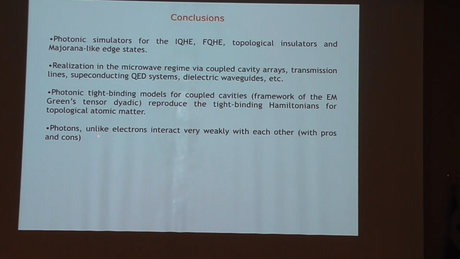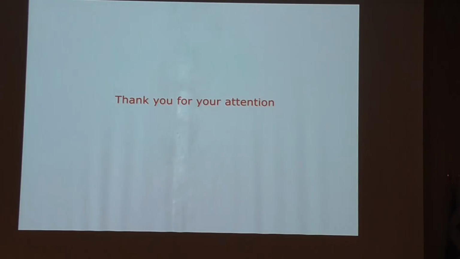So the trick here is to copycat the Hamiltonian problem to an eigenvalue problem for the Green's tensor, which can actually be engineered with coupled cavities and metamaterial elements. And photonic systems are always a much nicer probe than electrons because interactions are weak. Okay. So thank you for your attention.